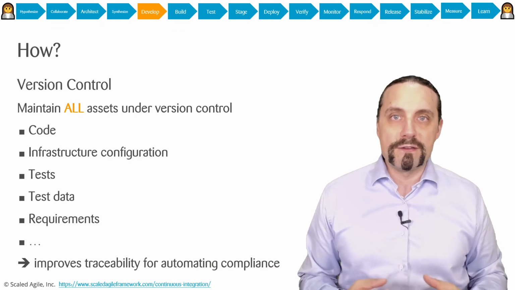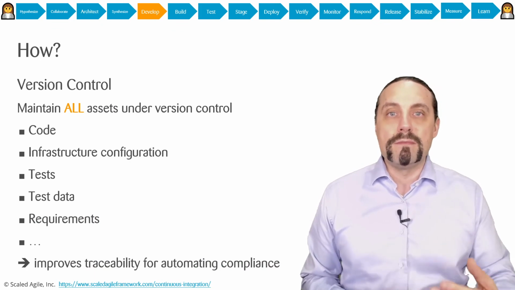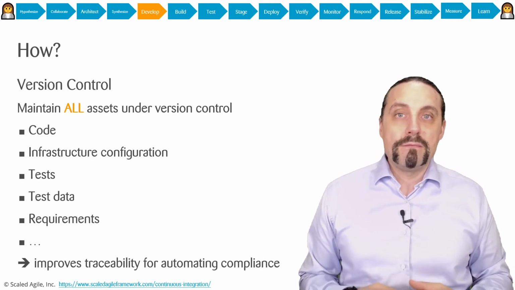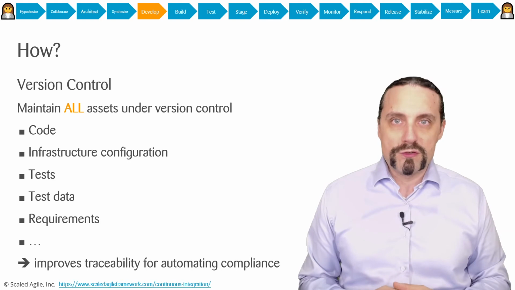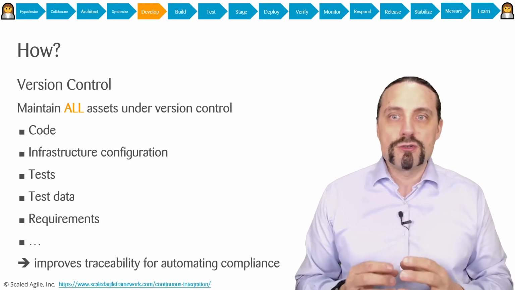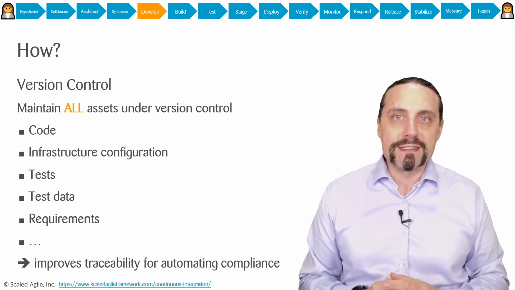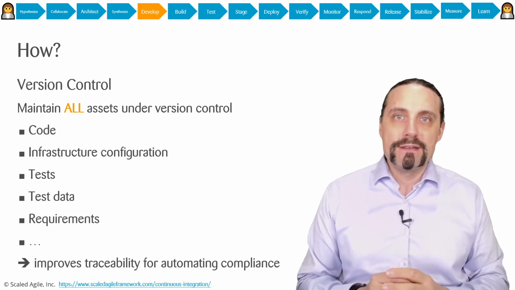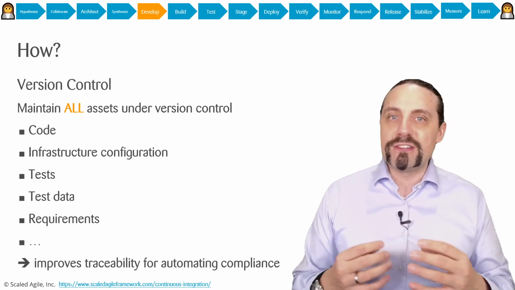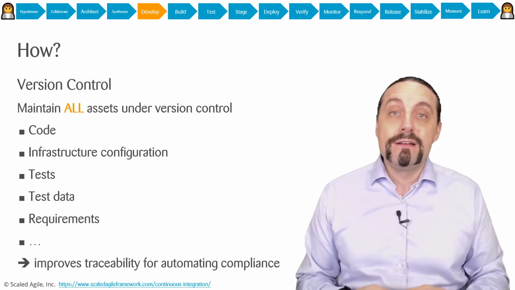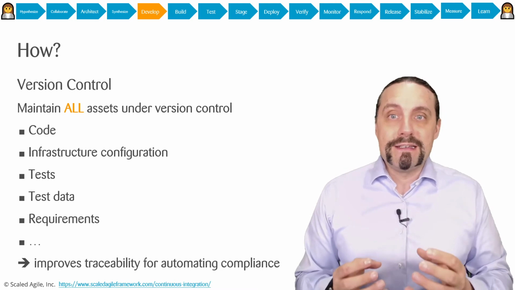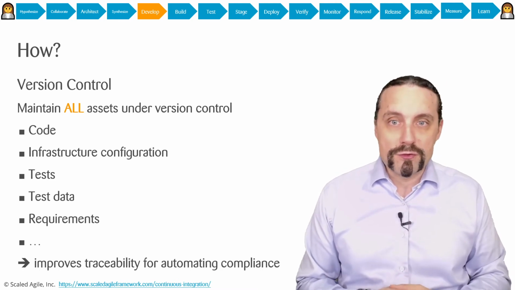Now that we have written the code, we will commit the code into our version control system. But not only the code should be in the version control system, everything should be in the version control system. All the assets should be there. So be that code, infrastructure configuration, the tests, the test data, the requirements, the architecture, everything needs to be under version control.